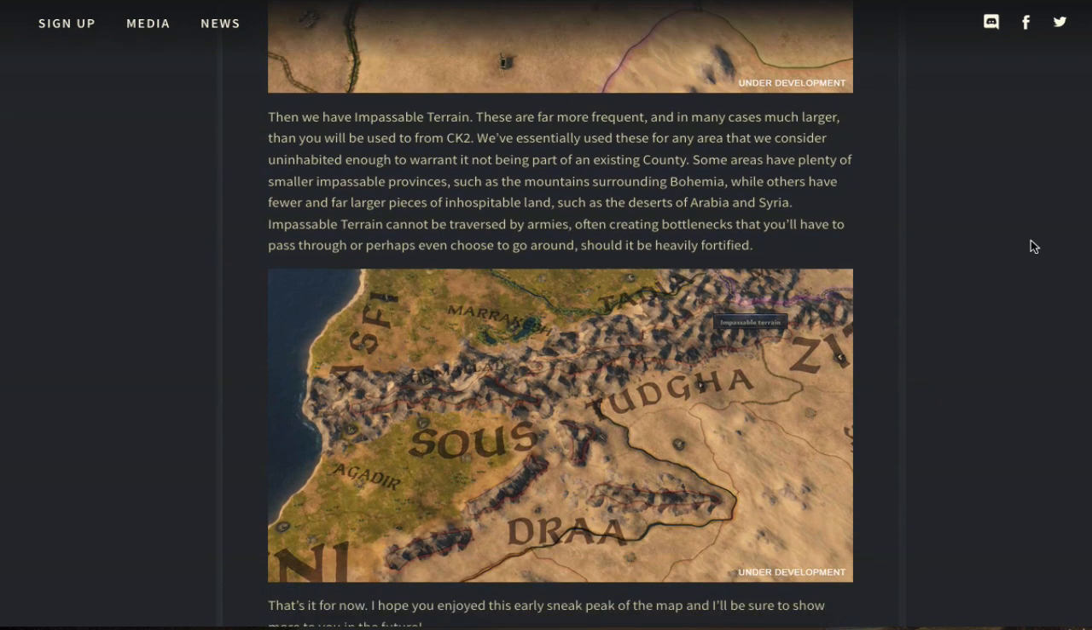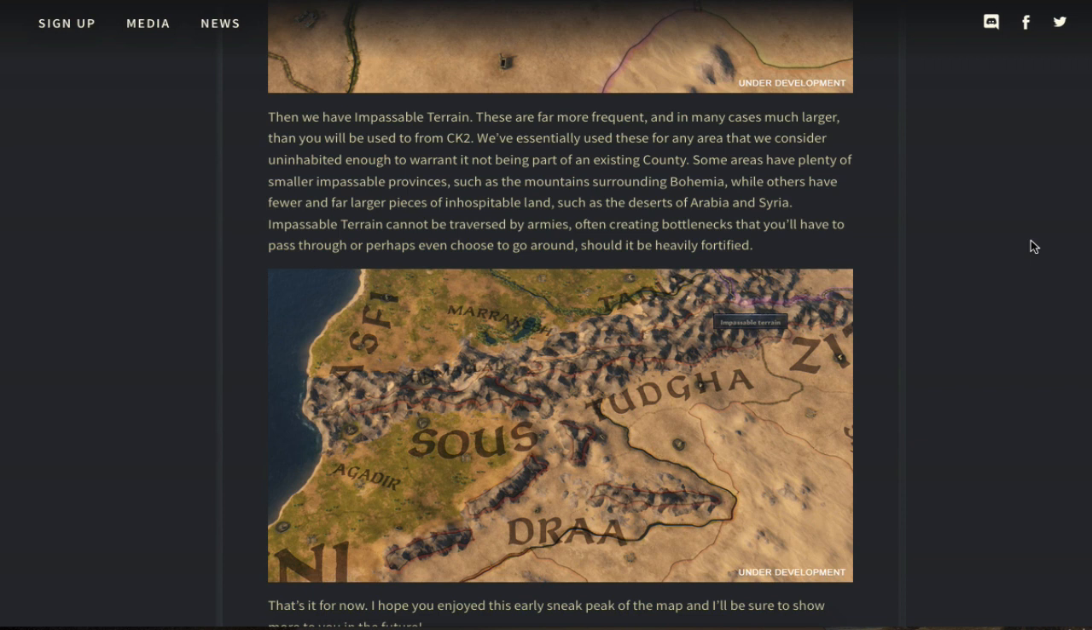Then we have impassable terrain. Oh, terrific! These are far more frequent, and in many cases much larger than you'll be used to in CK2. We've essentially used these for any area that we consider uninhabited enough to warrant it not being part of an existing county. Some areas have plenty of small impassable provinces, such as the mountains surrounding Bohemia, while others have fewer and far larger pieces of inhospitable land, such as the deserts of Arabia and Syria. Impassable terrain cannot be traversed by armies, often creating bottlenecks.